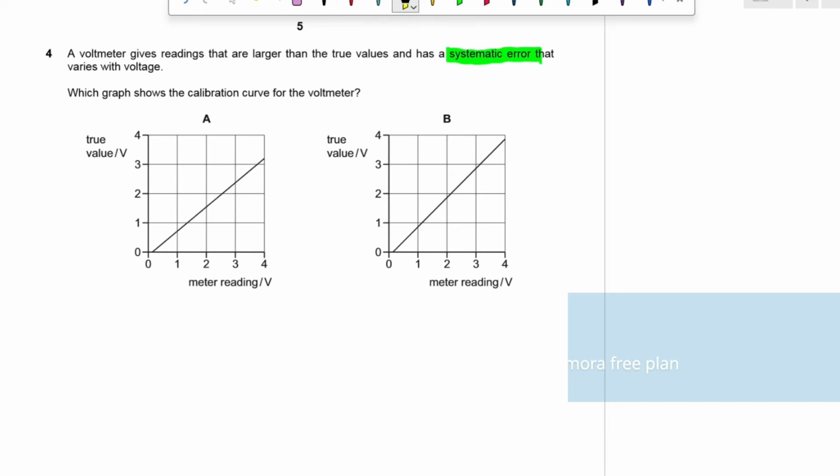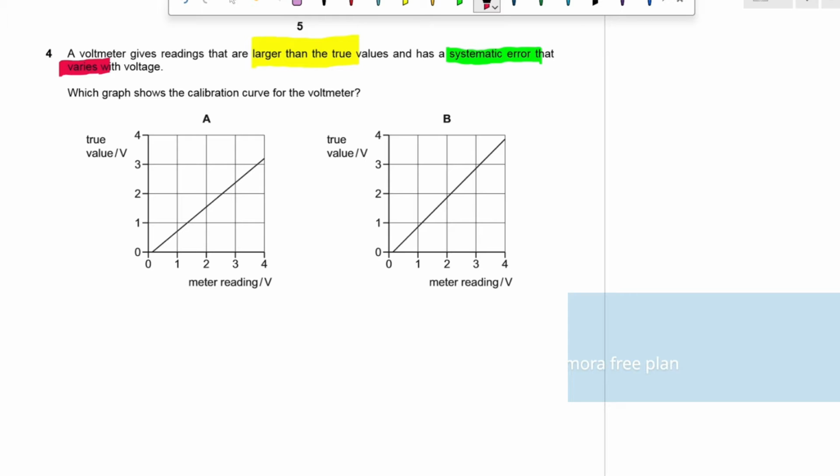What information am I given? I'm given that it's larger than the true value. So those are the two things that I need to be keeping care of. I need systematic errors and I need larger values than the true value. Another thing that I'm also seeing here is that it varies. The systematic error is not constant.